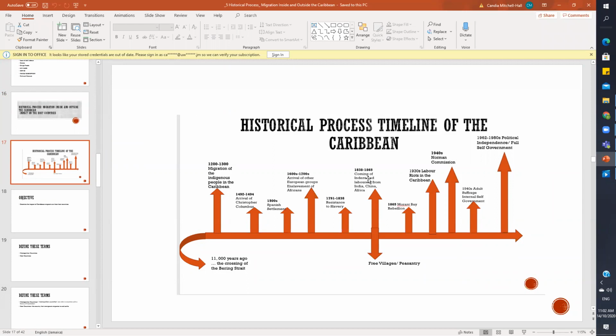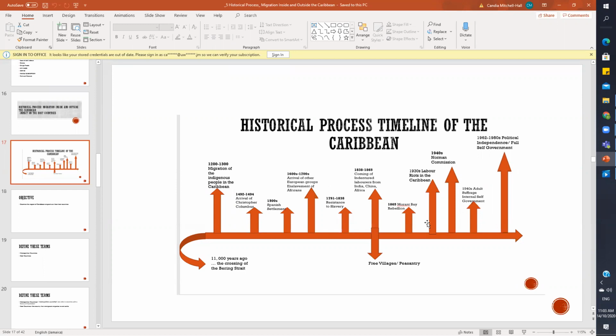We have the coming of the indentured laborers from India and China and Africa. We are between this period right here, from 1838 to present. So what we're doing is looking at the migration period, how people would have traveled within the Caribbean. We would have looked at some of the different migration patterns in the Caribbean, intra-Caribbean migration.